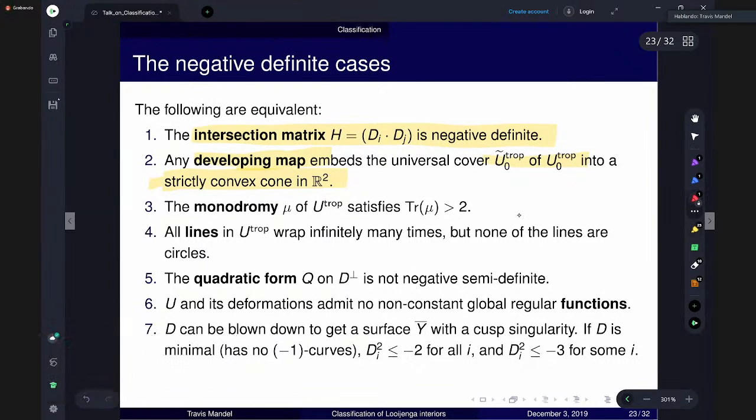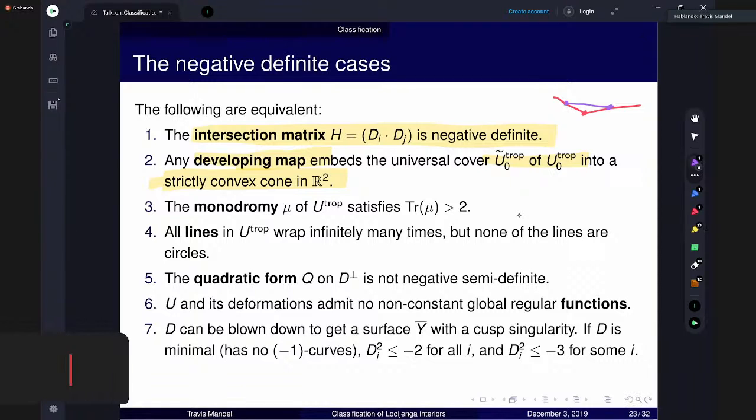So we saw this before. I'd said your image looks something like this. You're mapping into some strictly convex cone in R2. You can have a line that hits both segments here. So these are the same as the negative definite cases.